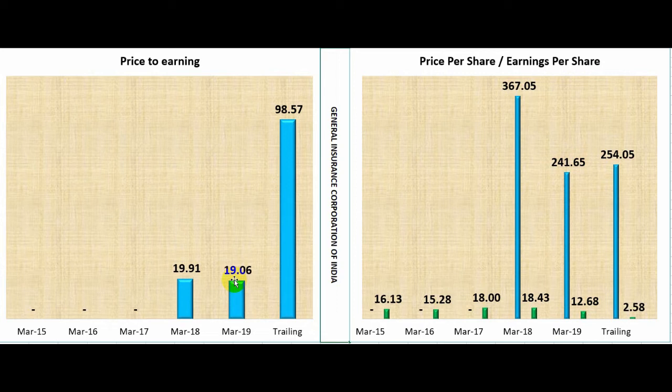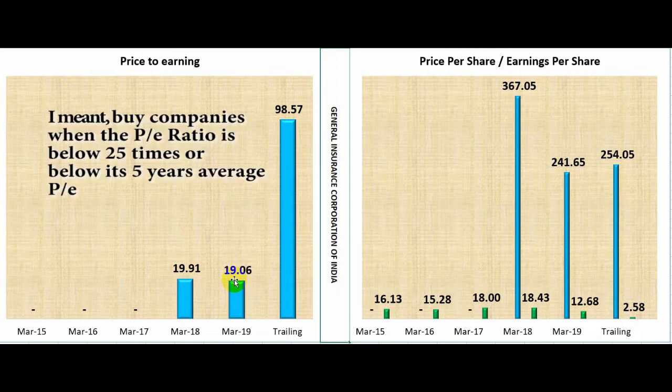Again, for me, my benchmark or my criteria as such is just 25 times, meaning I have to buy below 25 times. If someone is more conservative, they can reduce the price earning multiple to 15 times. But as I see, good companies are not available below 25 times, or are very near trading to 25 times and are not available below even 15 times.